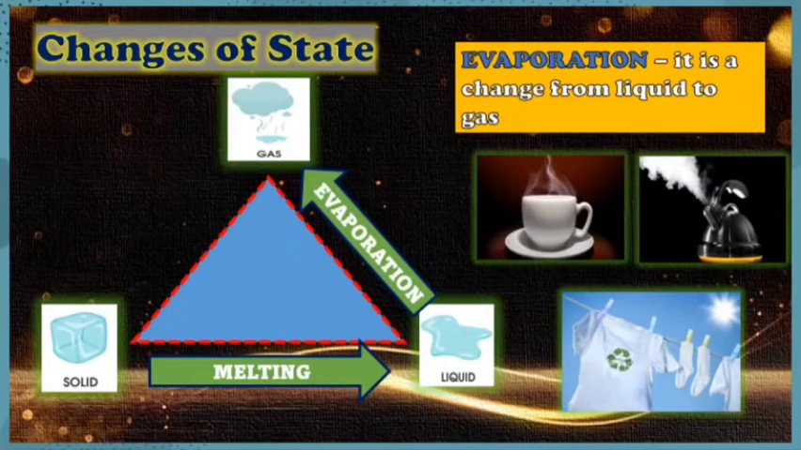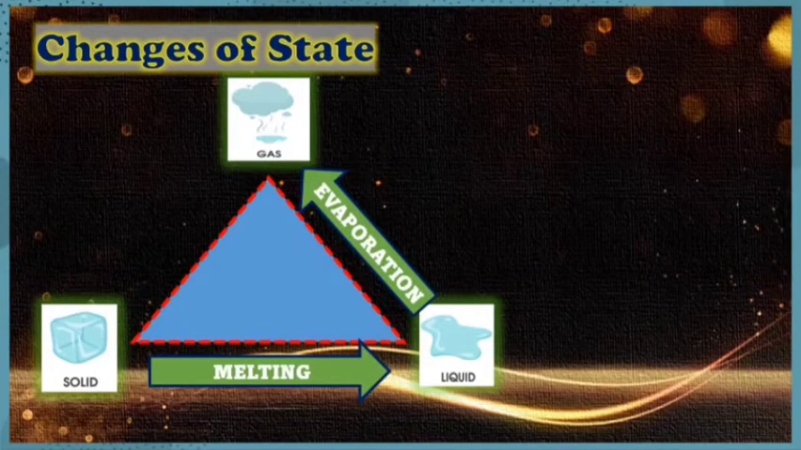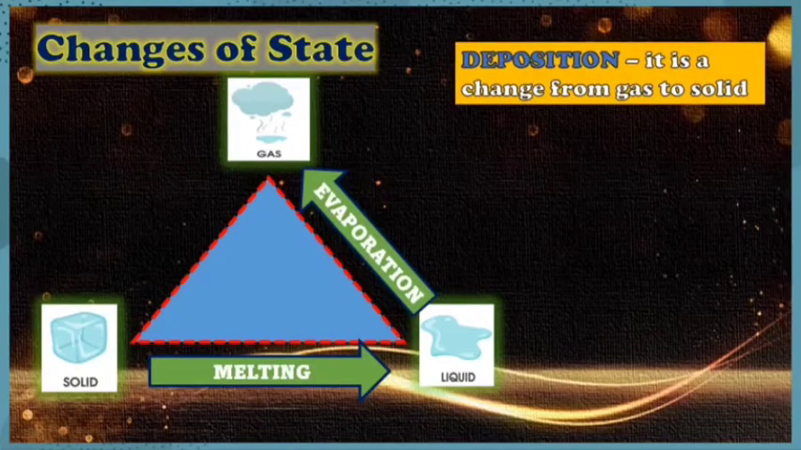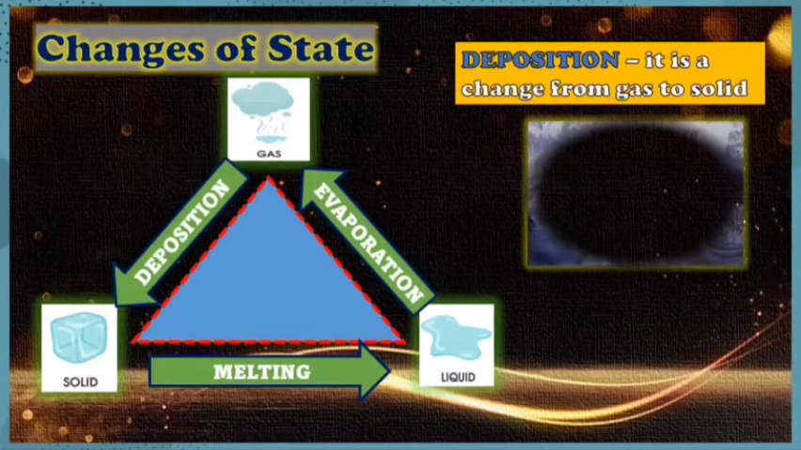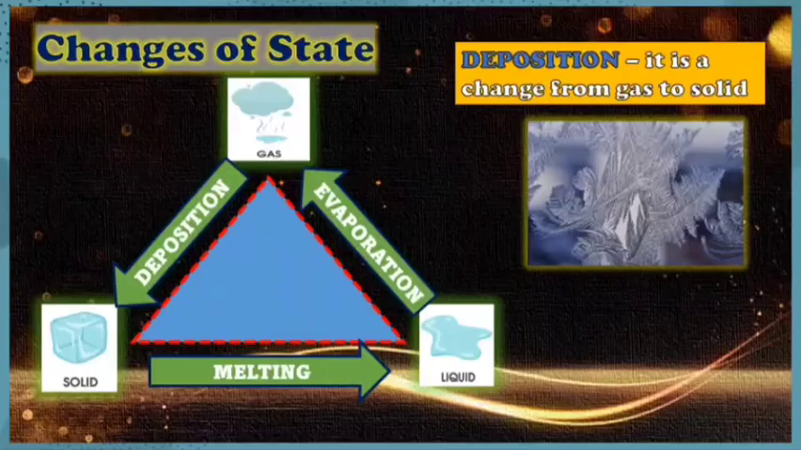Next process is what you call deposition. Deposition is a change from gas to solid. For example, water vapor into ice. The water vapor transforms directly into ice without becoming a liquid, a process that often occurs on windows during winter months.